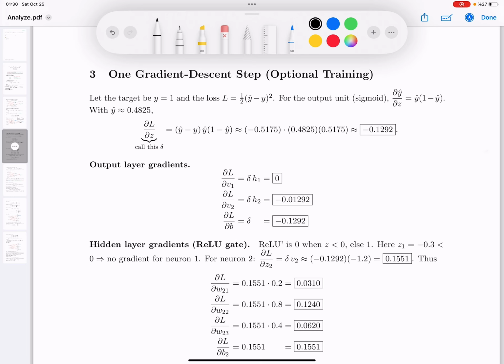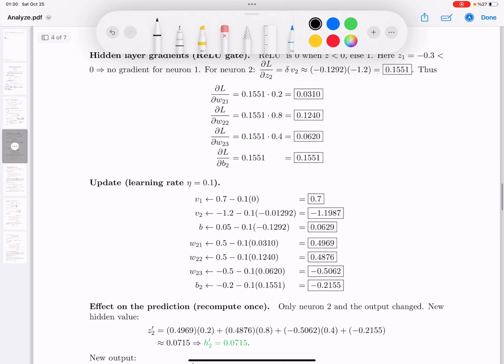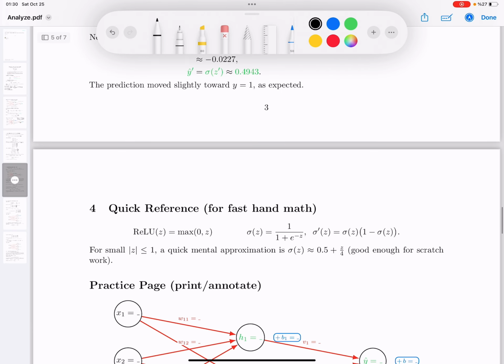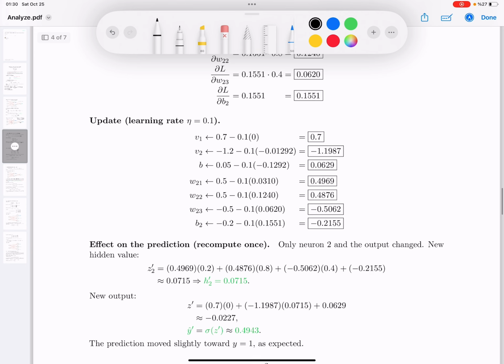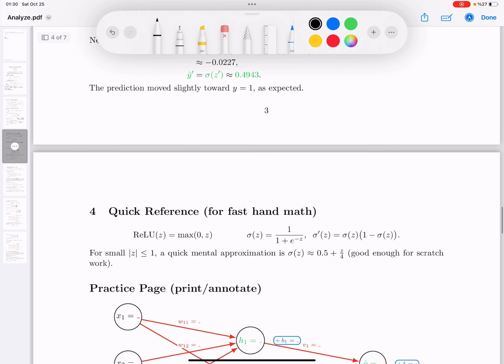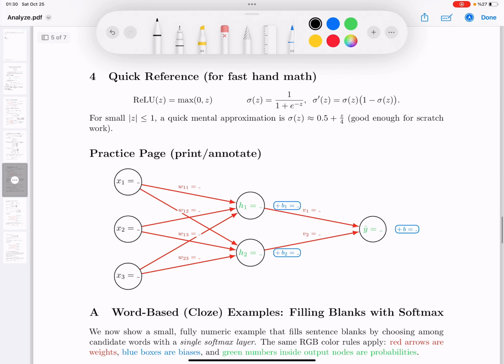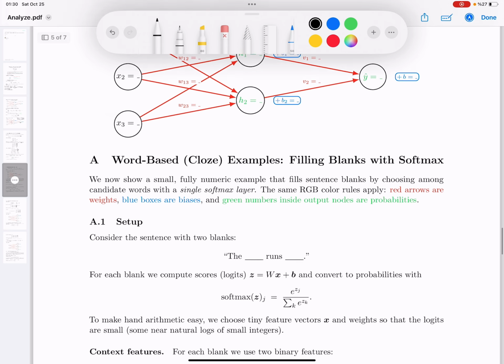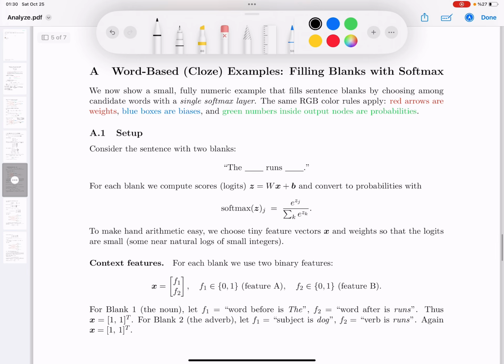I will skip this step because I will put the PDF in the description so you can open it and get this step. It's the same, just showing more and more. This part I also showed, with ReLU and everything. This one would get your attention: a word-based cloze example.